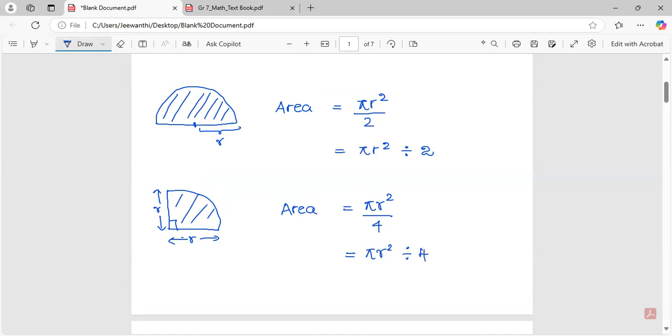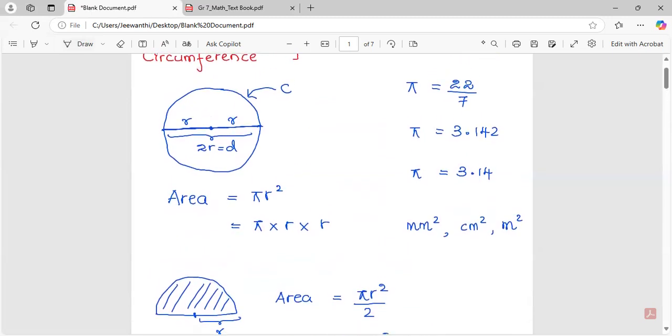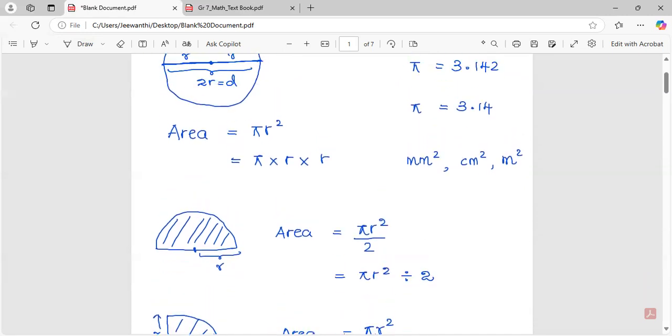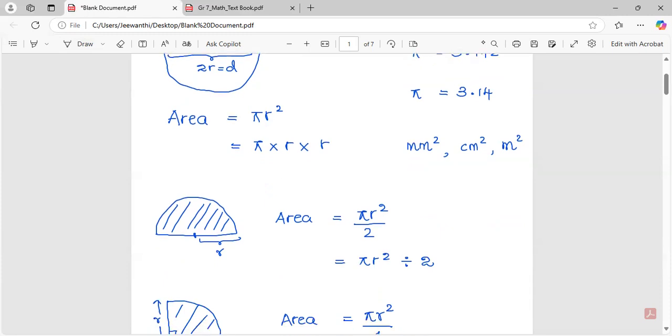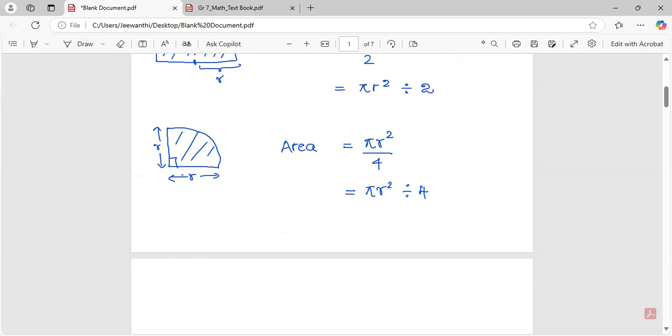So these are the main three equations. A full circle area is πr squared. The π value can be either 22/7, 3.142, or 3.14. And then we want to understand what the unit of the area is. It can be millimeter squared, centimeter squared, or meter squared. And then we have the half circle or semicircle, πr squared divided by 2. If it is a quarter circle, πr squared divided by 4. So these are very simple.